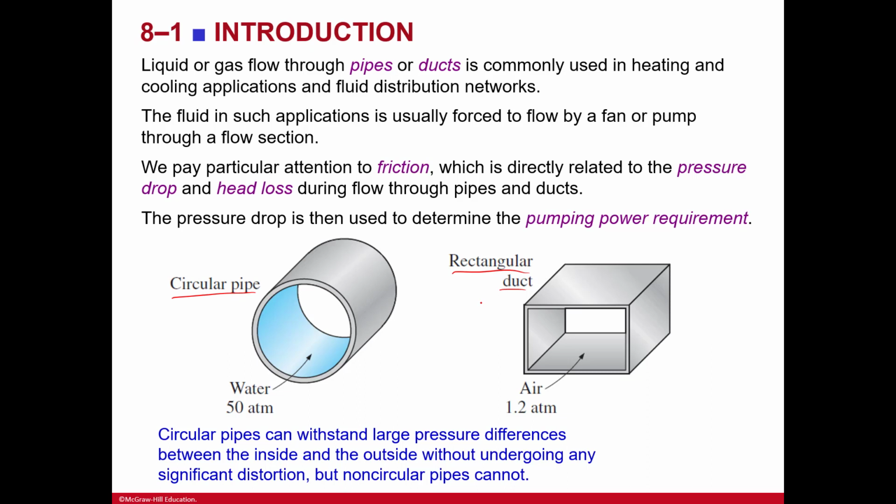We pay particular attention to friction, which is directly related to the pressure drop and heat loss during flow through pipes and ducts. So if you have 100 degrees Celsius here flowing through this pipe, of course this is a short pipe, so there's going to be a negligible difference when it comes out the other side. We will still have a pressure drop, but not as much as if it was traveling a very long distance. Because of friction and heat loss in general, heat being absorbed, you're going to have less than 100 degrees Celsius here. So we try to take all of that into account so that if you know you need 80 degrees Celsius at the end, then pumping it in at 100 degrees Celsius may be sufficient. The pressure drop is used to determine the pumping power requirement, what we need.